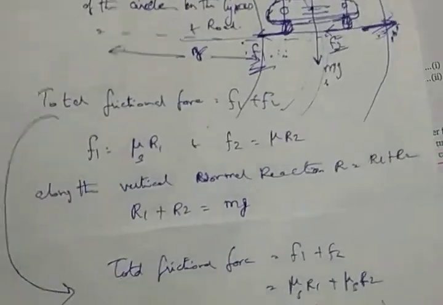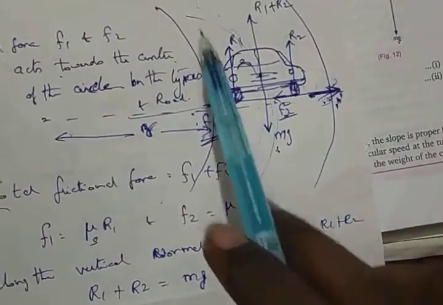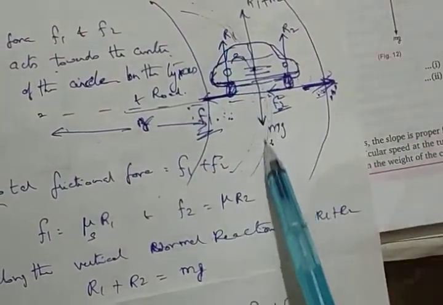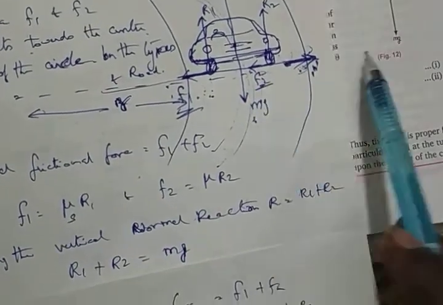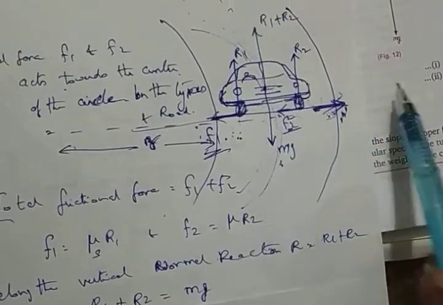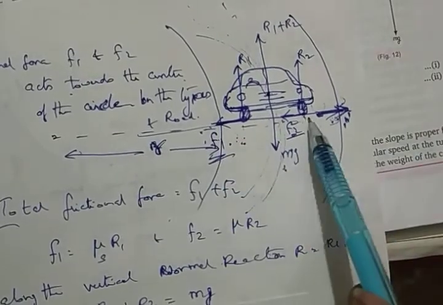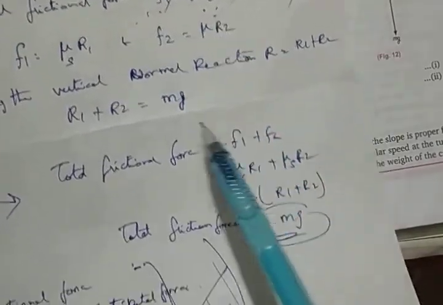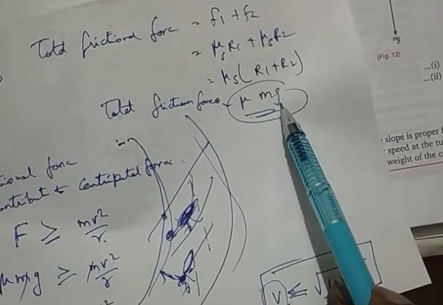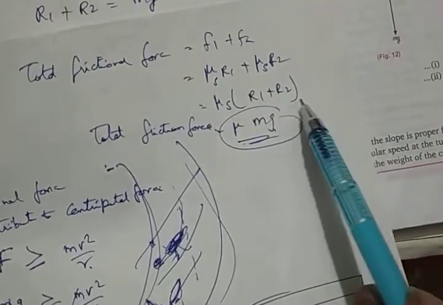I'll just go quickly through the whole thing. When a car is negotiating a curved path, it will be thrown away by a force. It will be skidding away. But the frictional force will try to keep it inside the track. So the total frictional force F1 plus F2 will be equal to mu R1 plus mu R2. It will be equal to mu into mg. So this is the total frictional force.